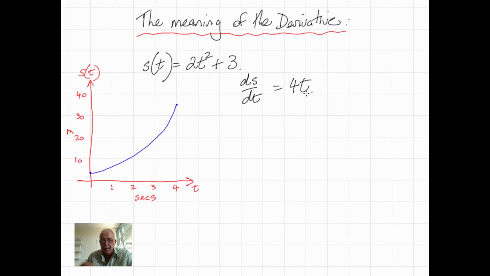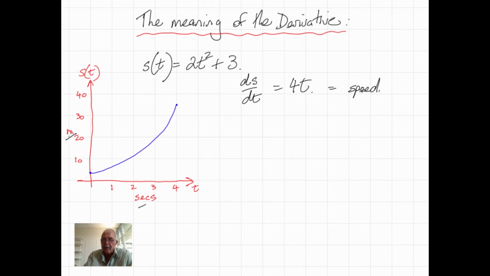Now what is that? ds dt, we've said that the derivative is the rate of change of one quantity with respect to another. Here it's a rate of change of distance in meters with respect to time, which is in seconds. So if you look at ds dt, it's a way of looking at what happens when you divide distance by time. So ds dt is the rate of change of distance with respect to time. So that is equal to speed, or maybe velocity if we're talking vectors. So ds dt being 4t is the speed.